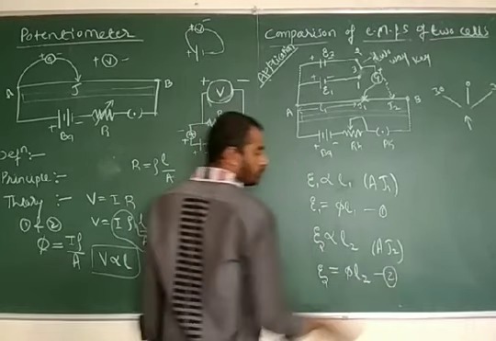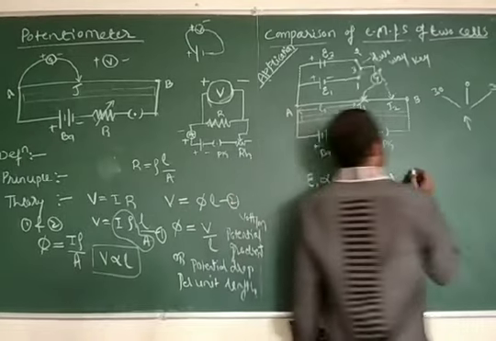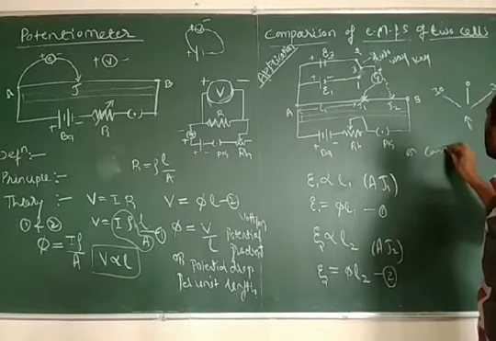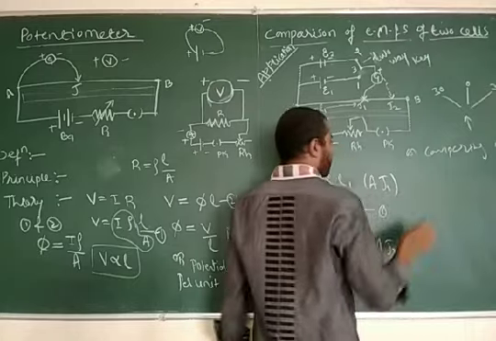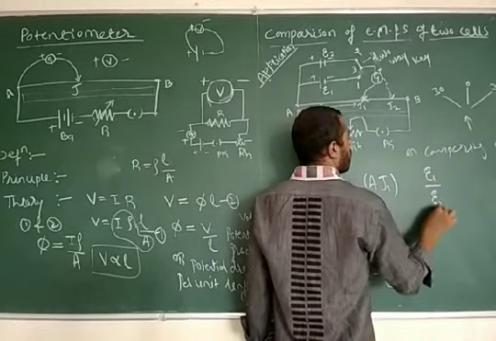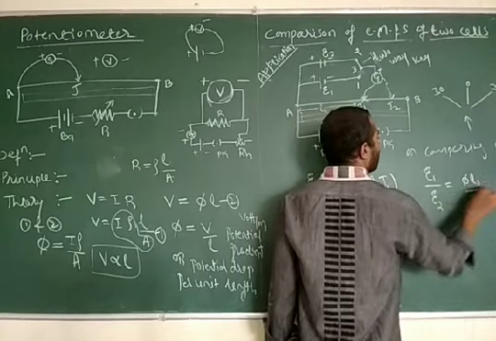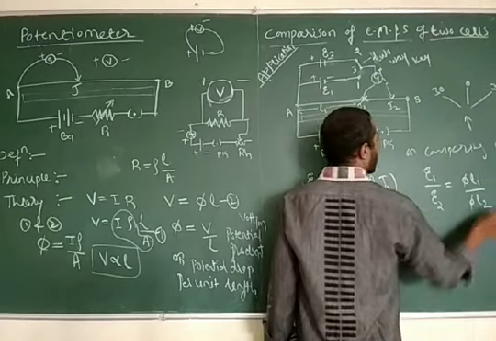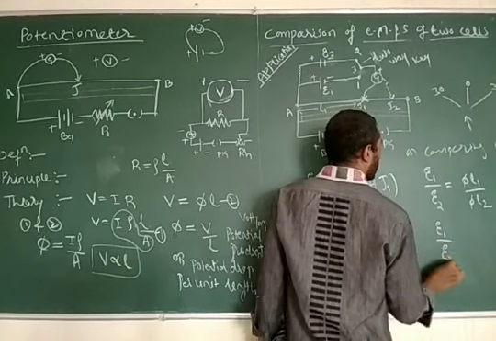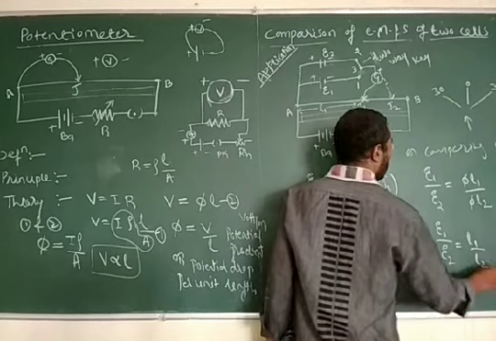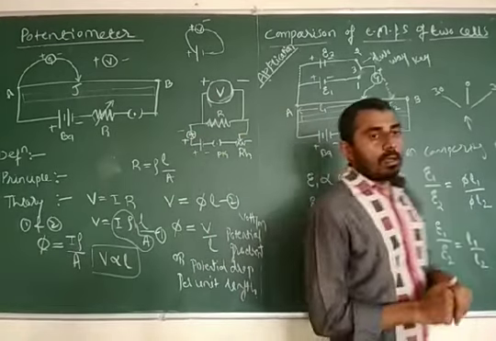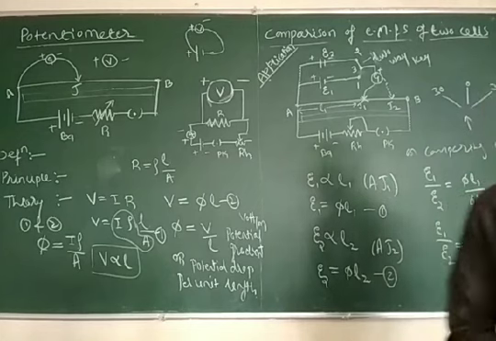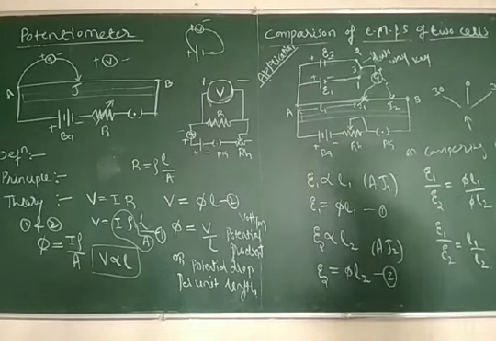Equation number 2. Now, on comparing equations 1 and 2, it can be written E1 by E2 is equal to phi L1 divided by phi L2, or E1 by E2 equal to L1 by L2. This is how you can compare the EMFs, two EMFs of given cells, by using a potentiometer.